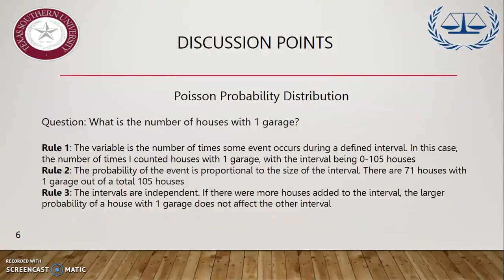The second discussion point is the Poisson probability distribution. The question that I posed here is, what is the number of houses with one garage? The rule is, the variable is the number of times some event occurs during a defined interval. So the number of times I counted one garage during the interval of 105 houses was 71 times. The probability of the event is proportional to the size of the interval. The interval was 105, the event occurring was 71, so definitely that's proportional.